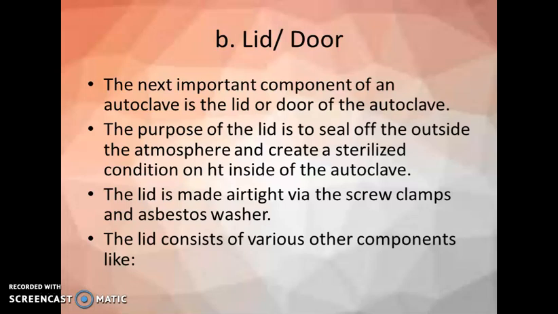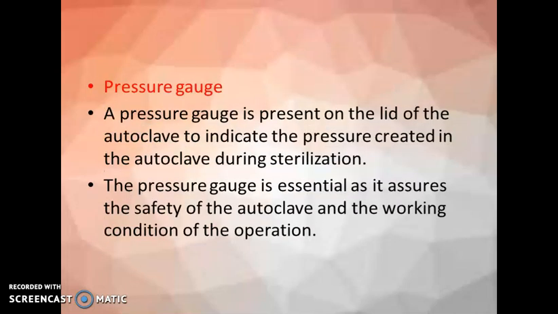The lid consists of various other components, like the pressure gauge. The pressure gauge is present on the lid of the autoclave to indicate how much pressure is created in the autoclave during sterilization. The pressure gauge is essential because it assures the safety of the autoclave and the working condition of the operation. So we can check how much pressure is reached.